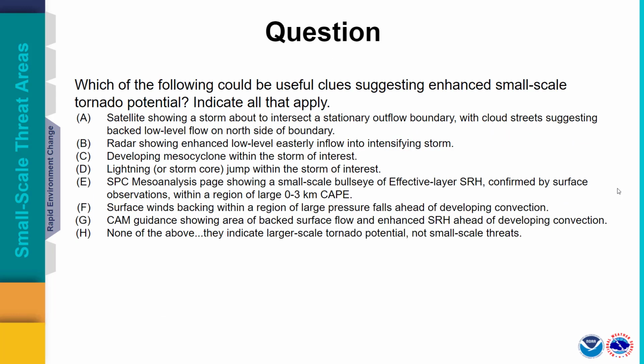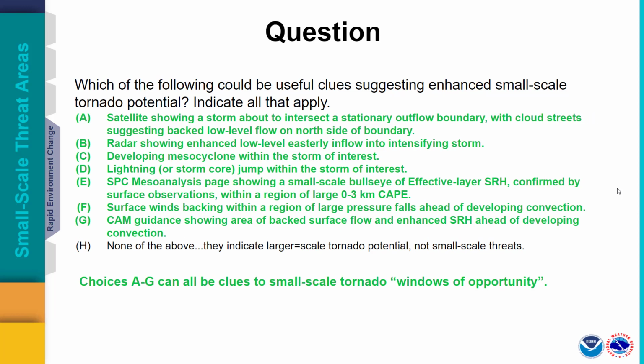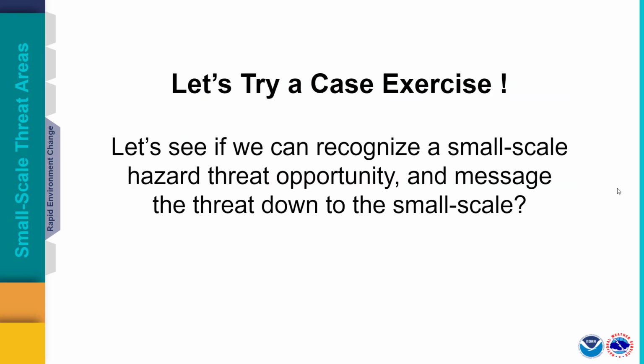Which of the following could be useful clues suggesting enhanced small-scale tornado potential? Choose all that apply. Pause the video if you need to answer this question. For this question, all of the answers except for H can be clues to small-scale tornado windows of opportunity. So let's try a case exercise and see if we can accurately target the small-scale threat.